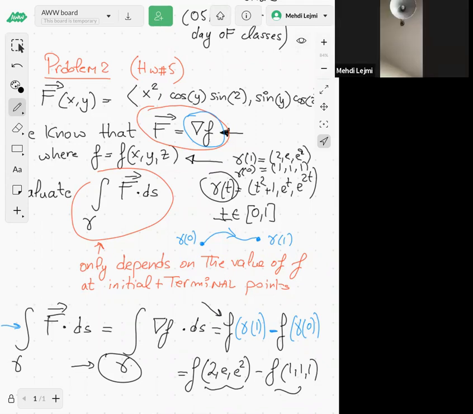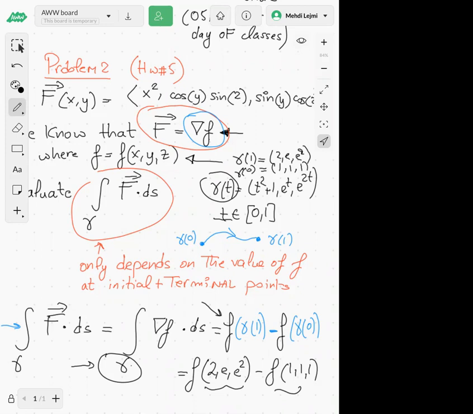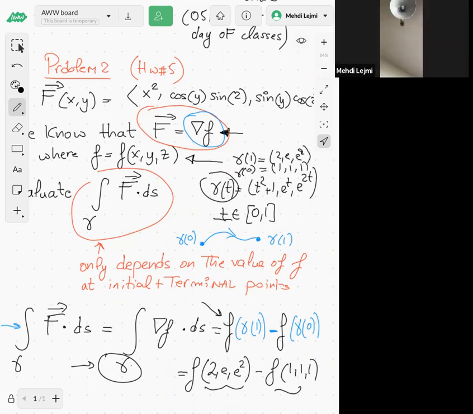When you have this conservative vector field, you can just forget about the path, and you only worry about the initial and terminal point. That's what really matters here: the terminal and the initial point. But of course, you have to find first this function f.